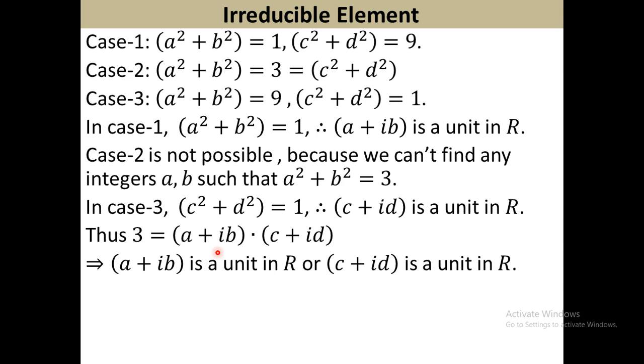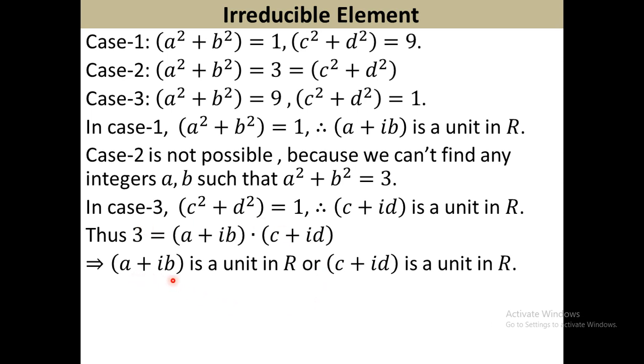A question may arise in your mind: if a plus ib is a unit and c plus id is not a unit, then c plus id will be an associate of 3. Suppose you take d equal to 3, c equal to 0, therefore i into 3 means 3 times i, and i is a unit in Z[i]. When this is not a unit, it must be an associate of 3. You can check this.